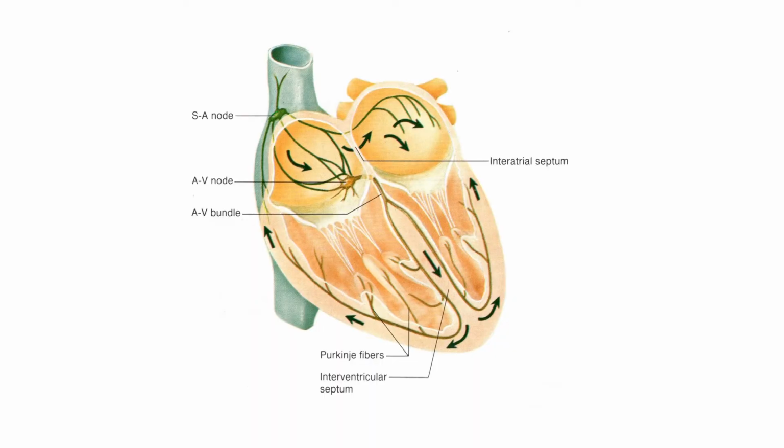Like I said, up here at the top we have the SA node, which gives off fibers to the right atrium, then over to the left atrium. Those contract, pumping blood down into their respective ventricles. So the right ventricle, left ventricle.